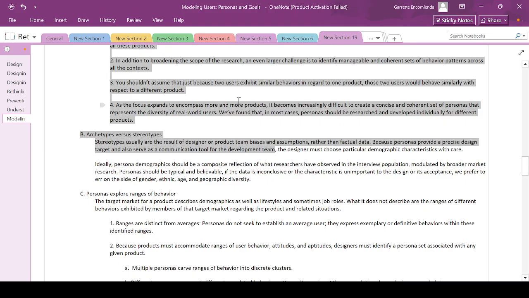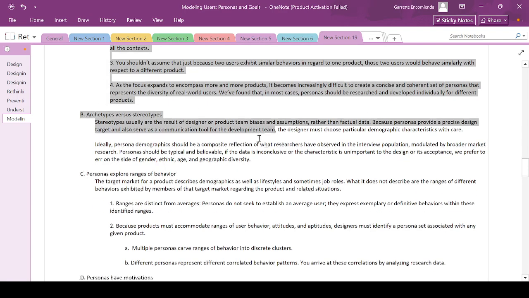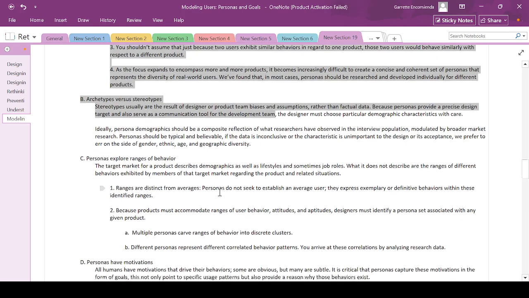You shouldn't assume that just because two users exhibit similar behaviors in regard to one product, those two users would behave similarly with respect to a different product. As the focus expands to encompass more and more products, it becomes extremely difficult to create a concise and coherent set of personas that represents the diversity of real-world users. Because the real world is complex, it becomes hard to really believe in those personas. We found that in most cases, personas should be researched and developed individually for different products.